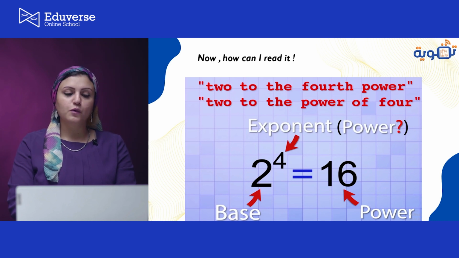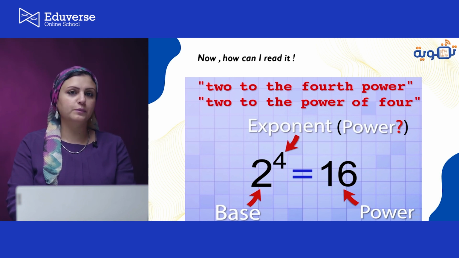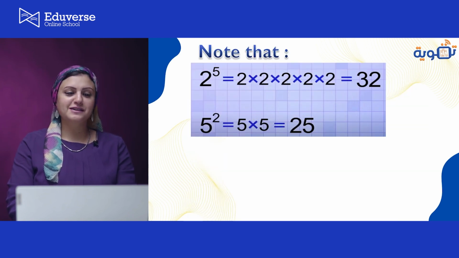So again, we put the base down, the repeated number, and we put the exponent over it in a smaller size, and this is the exponent or the number of the repeated times. Note here, for example, we have 2 power 5. So it's going to be 2 multiply 2 multiply 2 multiply 2 multiply 2. And the final answer is going to be 32.